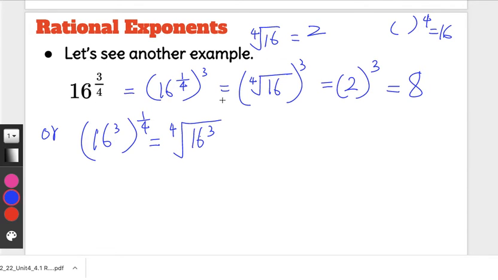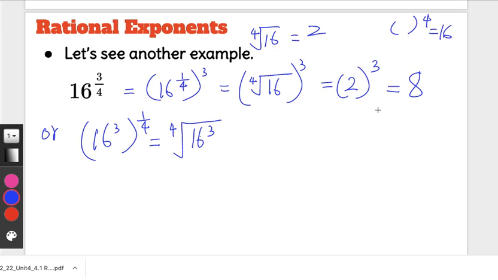So let's quickly review this process again. When we deal with 3 over 4, or whatever number we have here, we can find the root first, and then deal with the integer power outside. When we deal with the root, as we mentioned, we actually do mental math. What number to the fourth power is 16? Which is 2. So the inside value is replaced with 2. Then 2 to the third power is 8. This is how we do this.